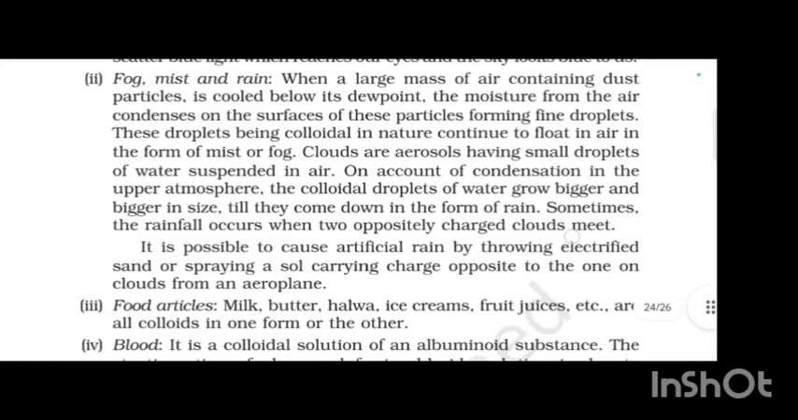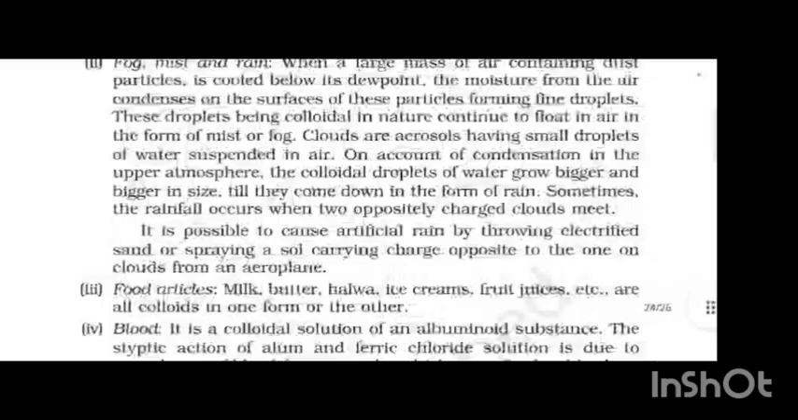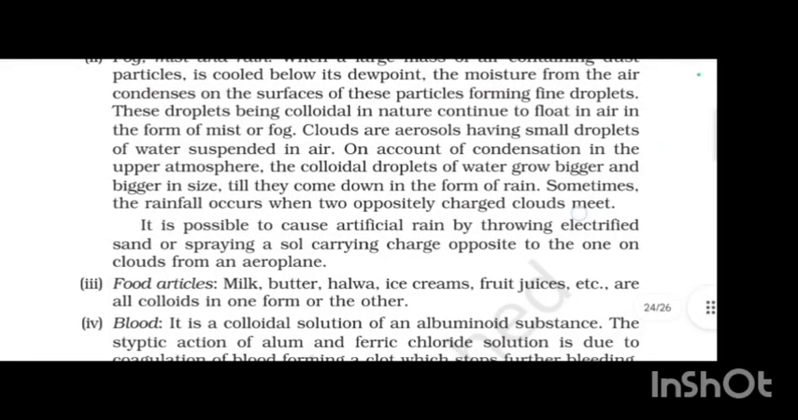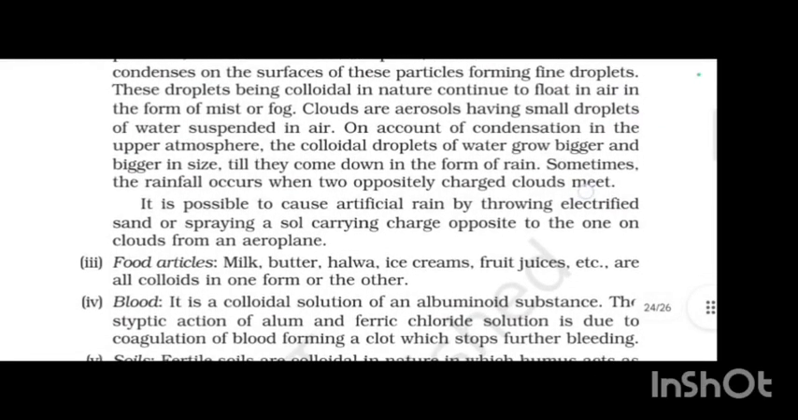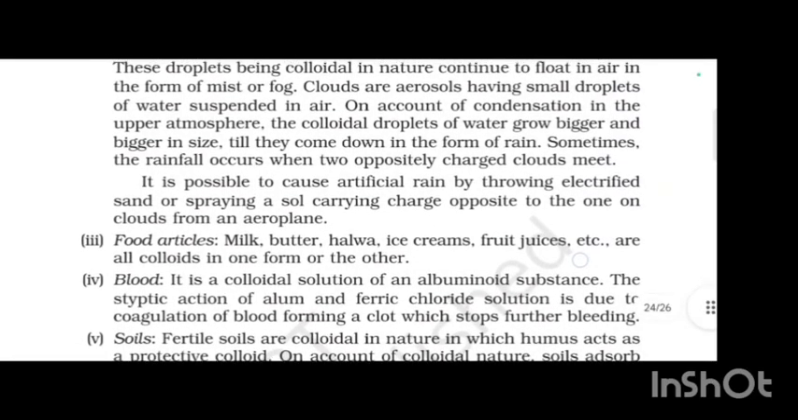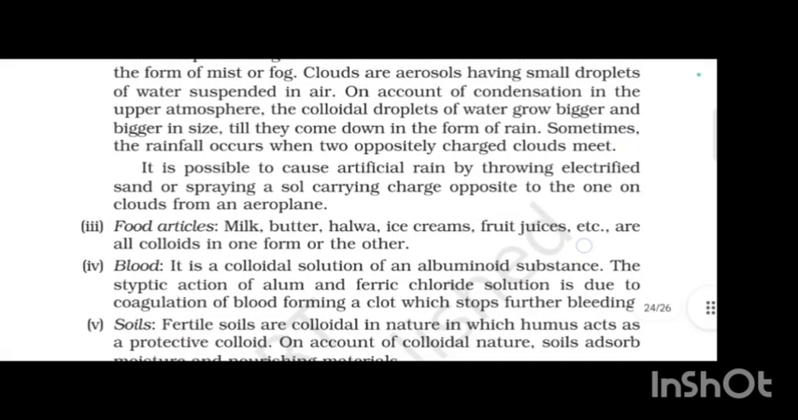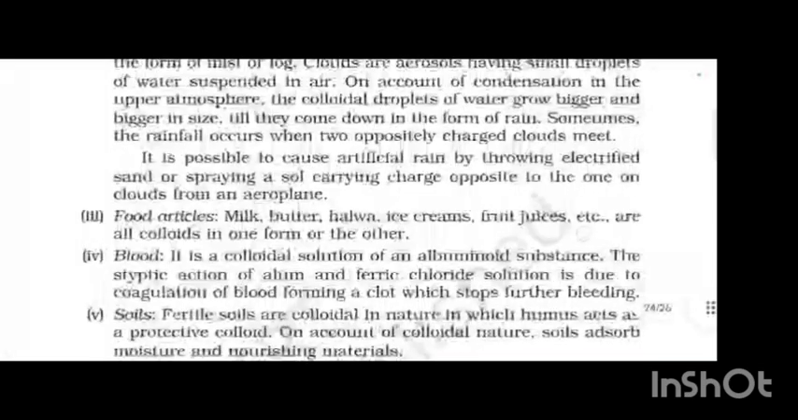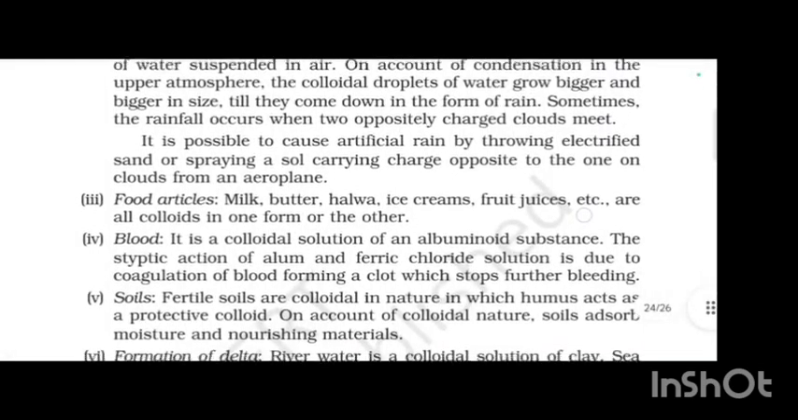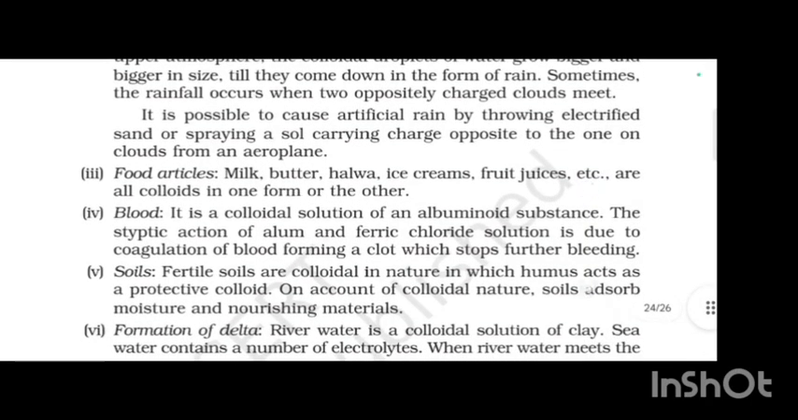Second, fog, mist and rain. When a large mass of air containing dust particles is cooled below its dew point, the moisture from the air condenses on the surface of these particles, forming fine droplets. These droplets, being colloidal in nature, continue to float in air in the form of mist or fog. Clouds are aerosols having small droplets of water suspended in air. On account of condensation in the upper atmosphere, the colloidal droplets of water grow bigger and bigger in size till they come down in the form of rain.